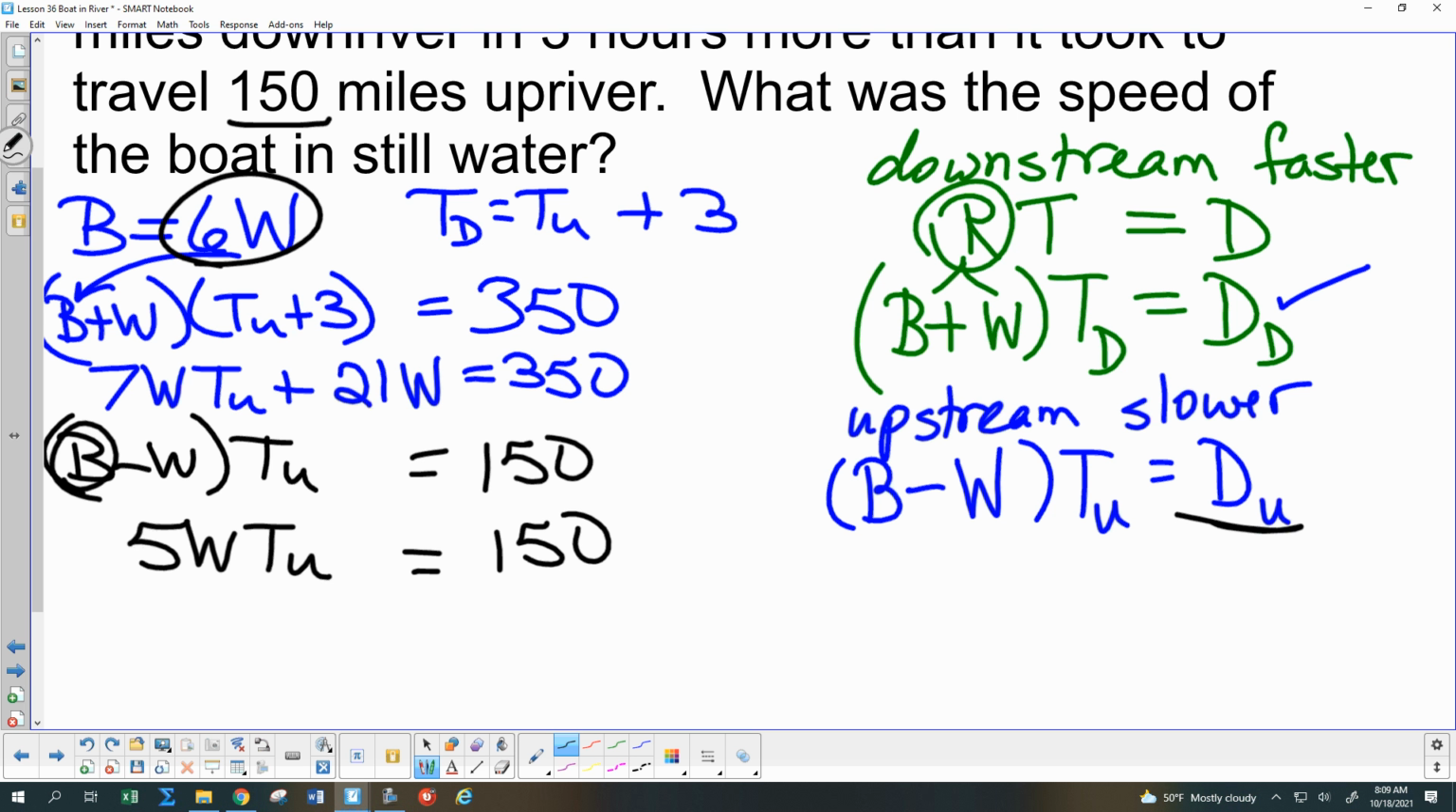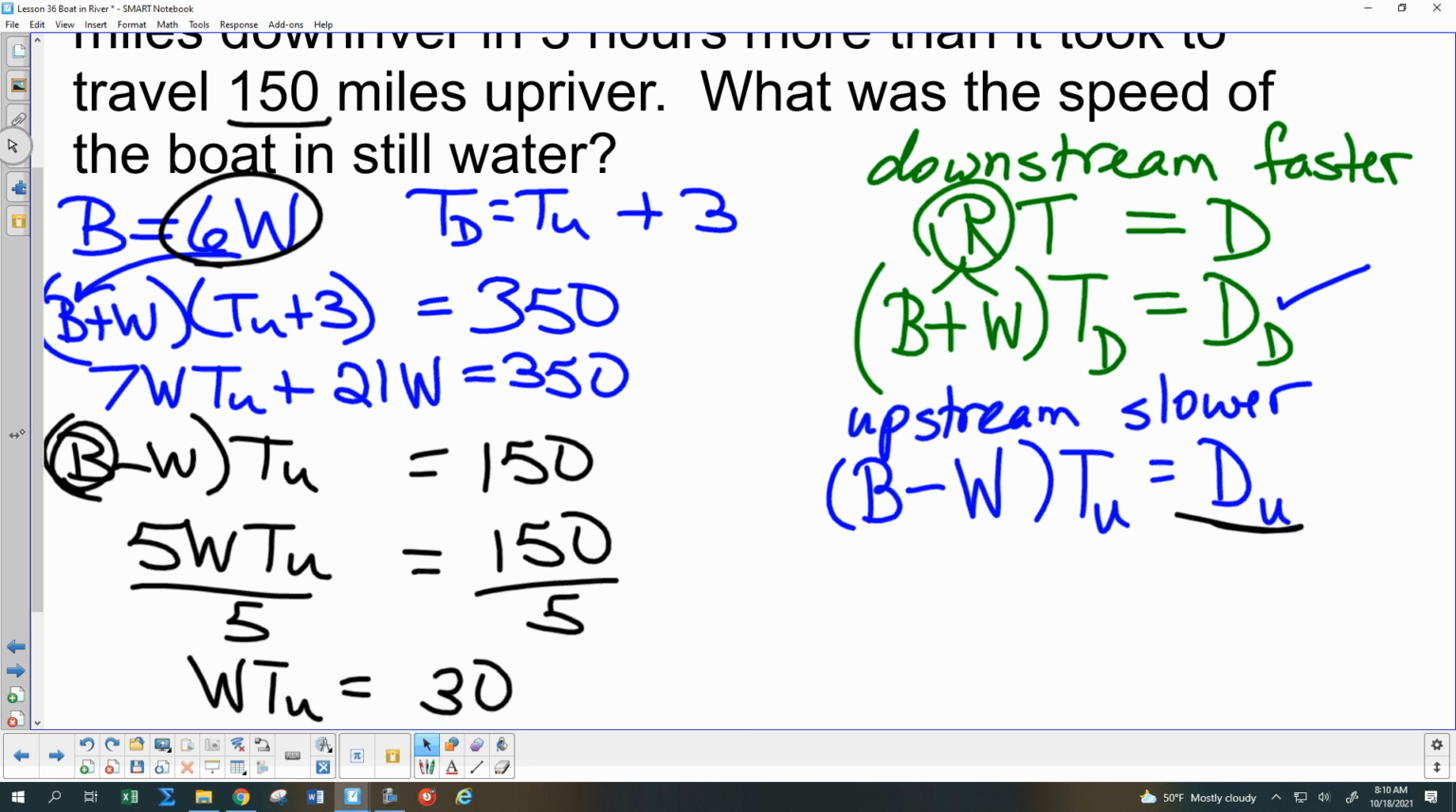Anybody have an idea of how I can simplify that second equation a little bit? Abby? So that's a little bit nicer. W times 2U is simply 30. Does that help me with anything? Yes. Good. So I can take this W2U and plug that in for this W2U.